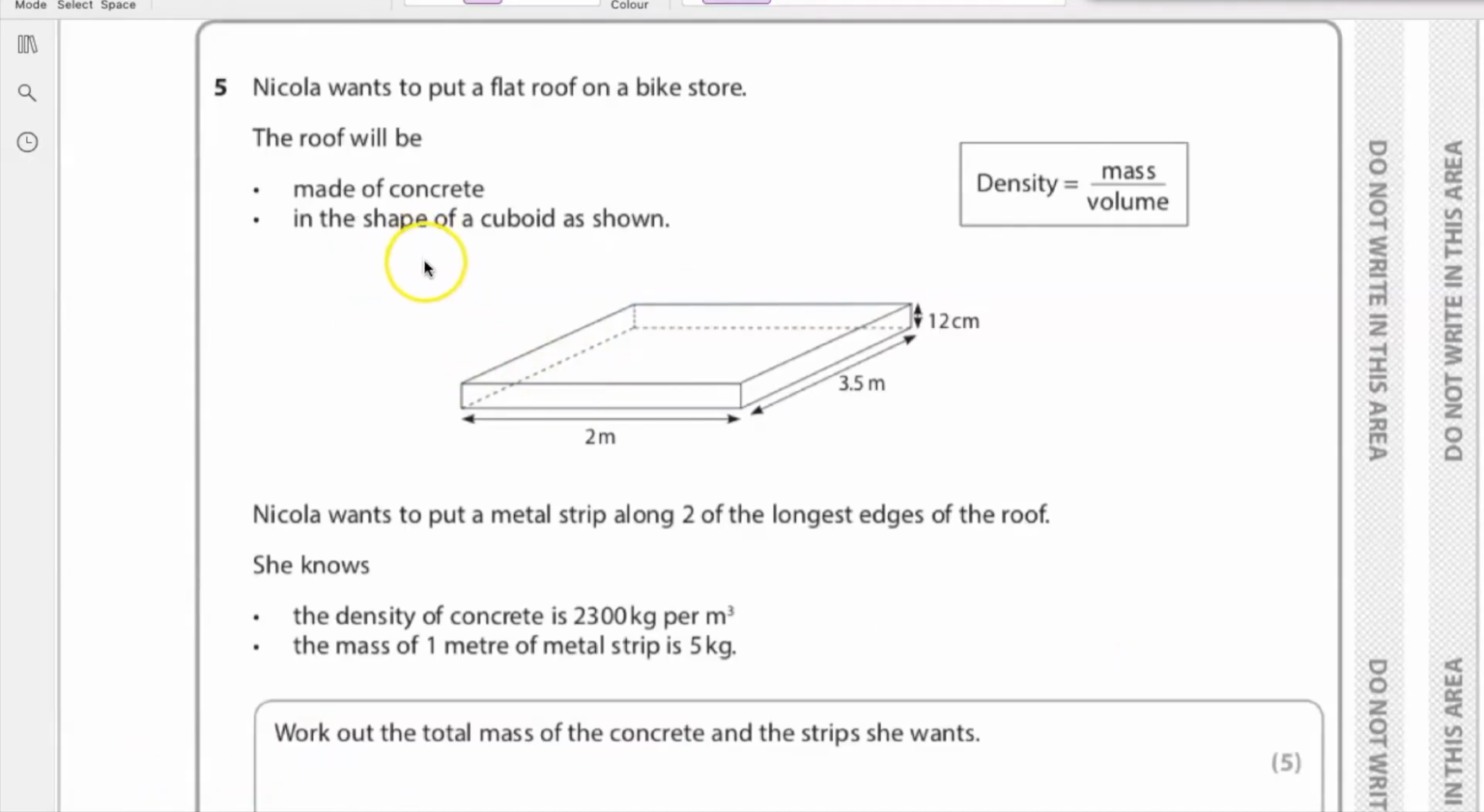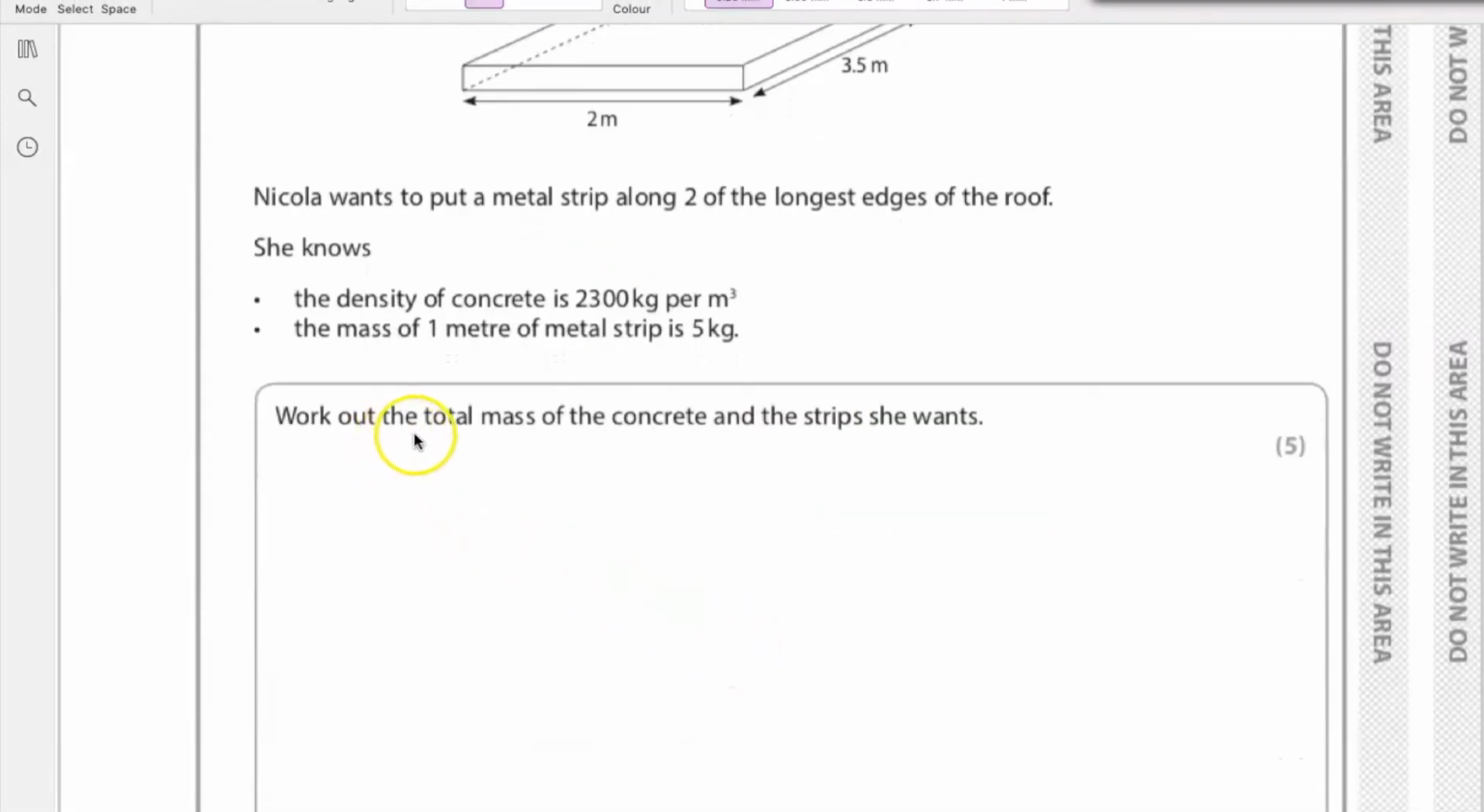Question 5. Nicola wants to put a flat roof on a bike store. The roof will be made of concrete in the shape of a cuboid as shown. There's a formula given to you here. Nicola wants to put a metal strip along two of the longest edges of the roof. The longest edges are this side and this side. Work out the total mass of the concrete and the strips she wants.